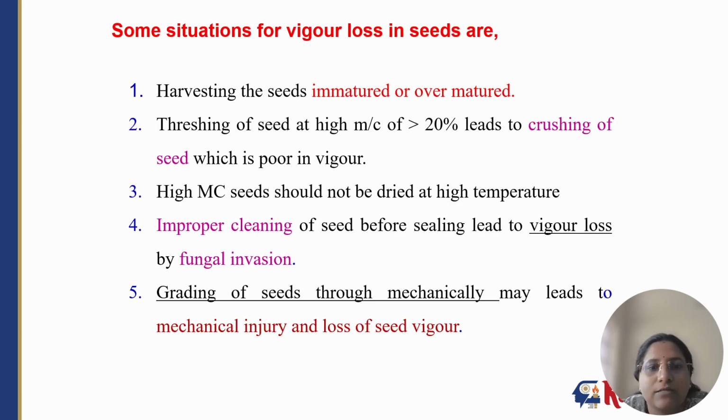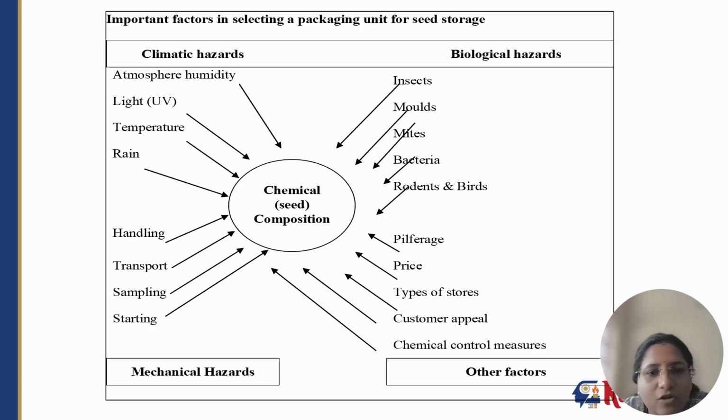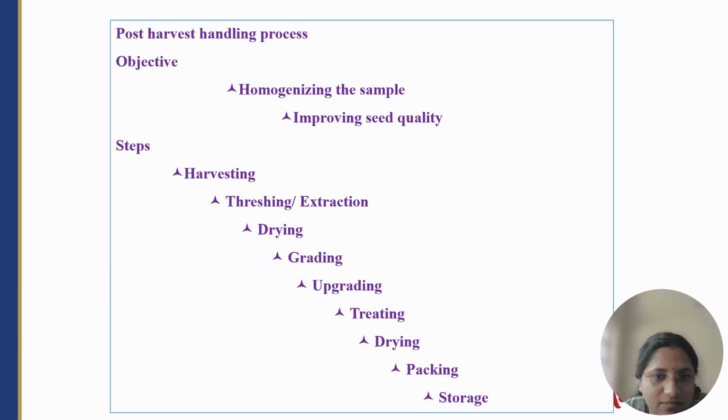The situations that cause bigger losses in seeds are harvesting the seeds when they are immature or over-matured, and threshing the seeds with improper moisture content, more than 20%, which may lead to crushing and loss of seed vigor. Higher moisture content seeds not dried properly will give fungal invasions. Grading of the seeds mechanically may lead to mechanical injury. So these are all the losses, and these are the important factors in selecting a packaging unit for seed storage. The objective of the post-harvest handling process is homogenizing the samples and improving the seed quality through these steps.